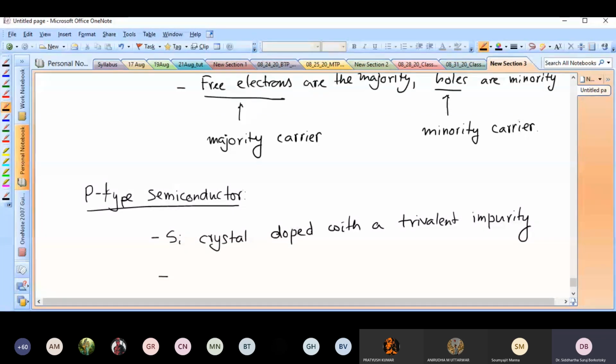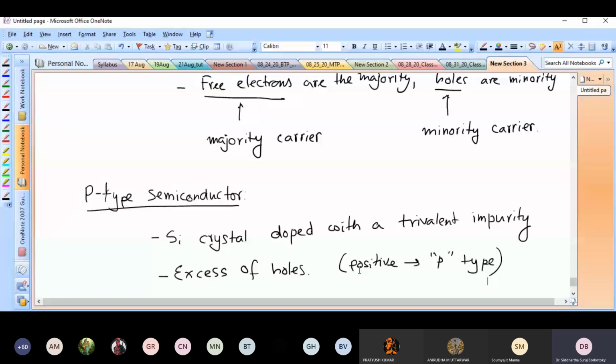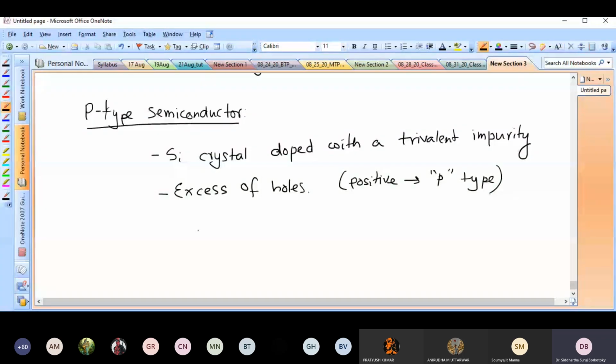And so what you have is an excess of holes. These are positive charges, that's why P-type. So N and P is just negative, positive. If you see N-type, that means there's a lot of negative charge. Where does negative charge come from? Negative charge comes from electrons. So you can immediately say that an N-type semiconductor has an excess of free electrons.